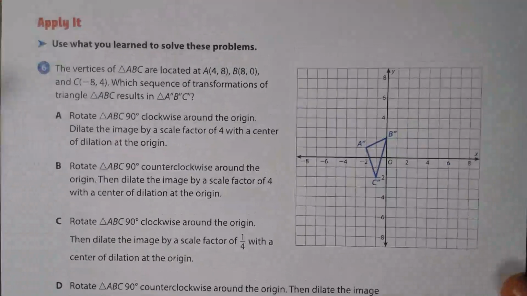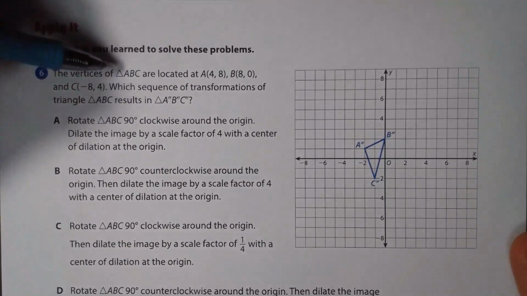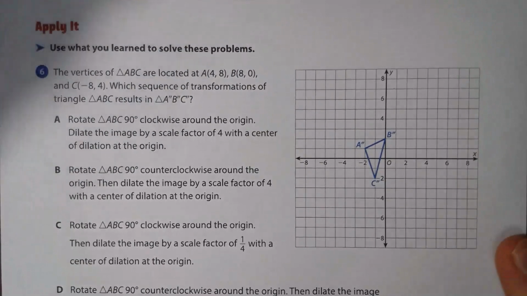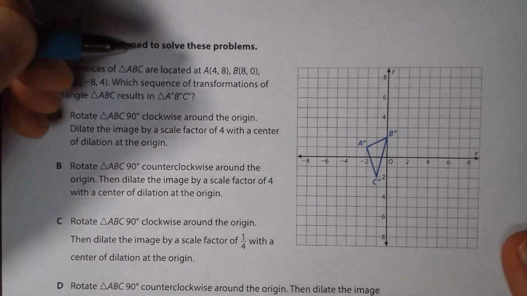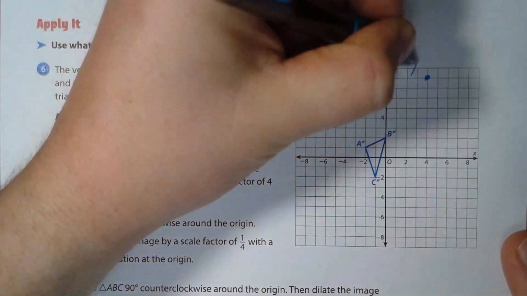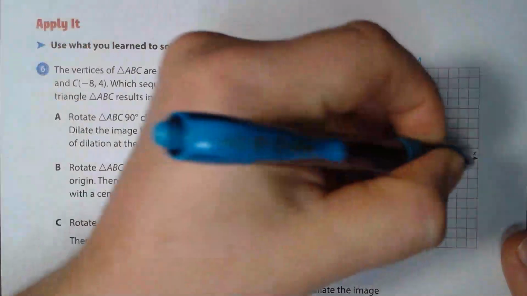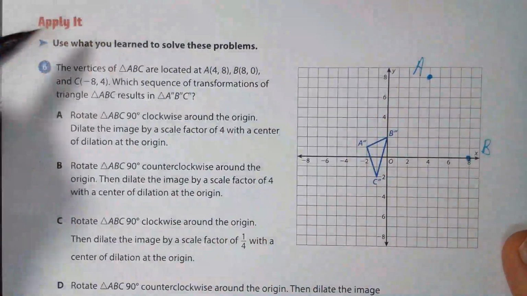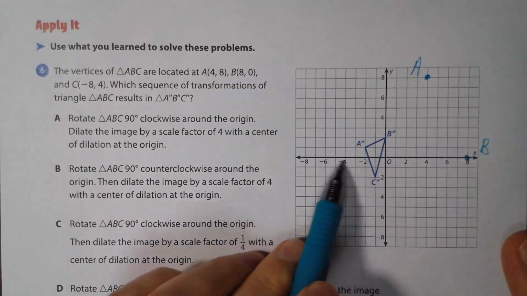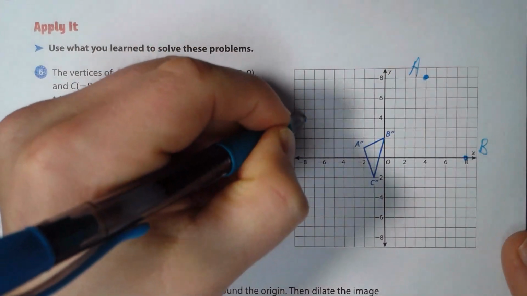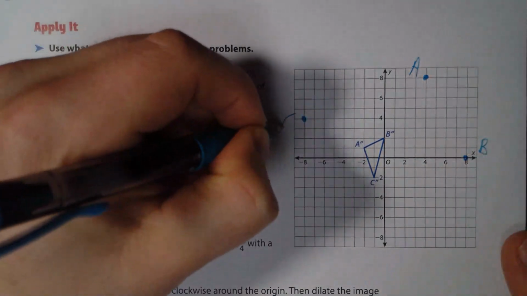Let's look at this problem now that you've tried it on your own. Triangle ABC is located at, and I'm going to graph this real quick so I can see it, (4, 8). That's A. (8, 0) is right here. That's B. And (-8, -4). So -8, -4 is where C is. So, ooh, this is a big triangle, isn't it?